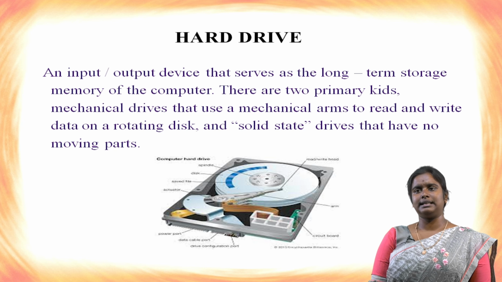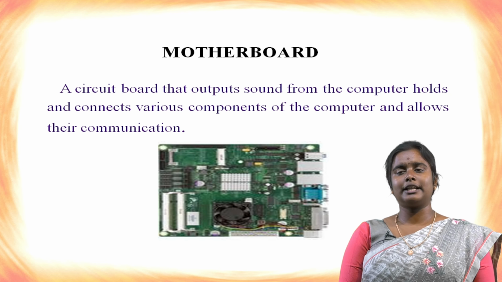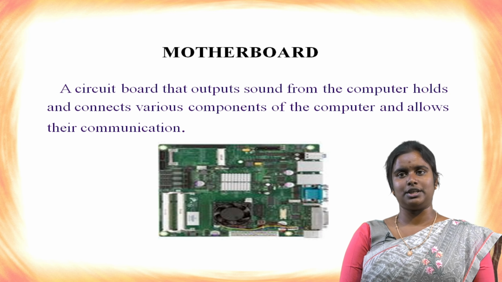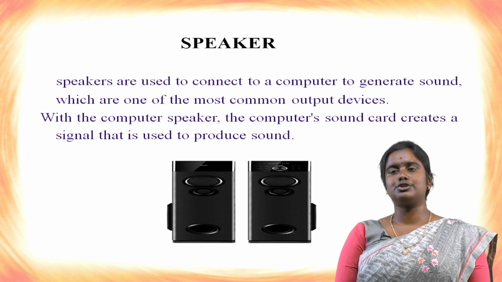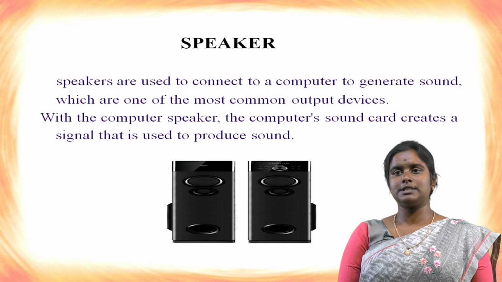There are two primary types: mechanical drives that use a mechanical arm to read and write data on a rotating disk, and solid state drives that have no moving parts. Next one is motherboard, a circuit board that connects various components of a computer and allows their communication. Speaker: speakers are used with a computer to generate sound, and are one of the most common output devices. With the computer speaker, the computer sound card creates a signal that is used to produce sound.